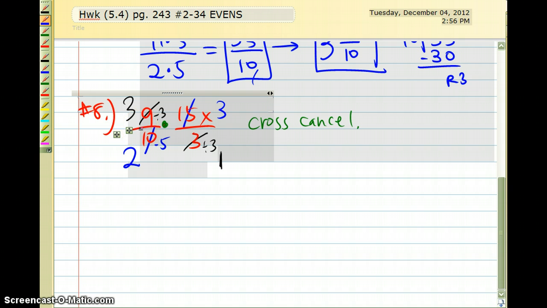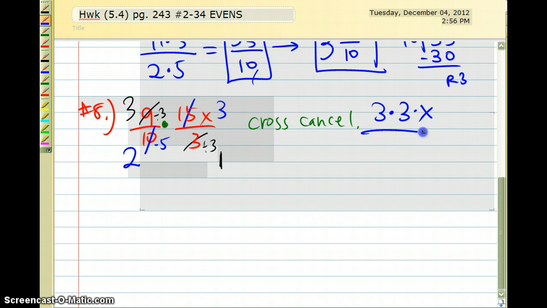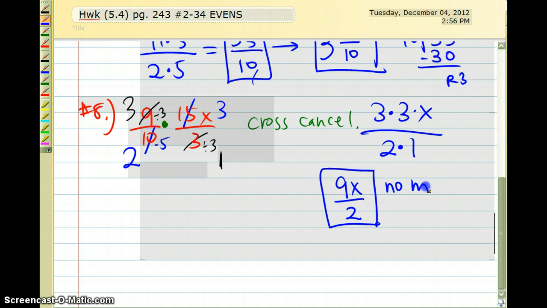So in my numerator, I am multiplying a 3 times a 3 and an x. In my denominator, I'm multiplying a 2 with a 1. When I simplify that expression, I get 9x over 2, and that's my final answer. No mixed fractions for this answer. Okay, I'm just going to leave it as improper, and that's what we had learned before in the past.